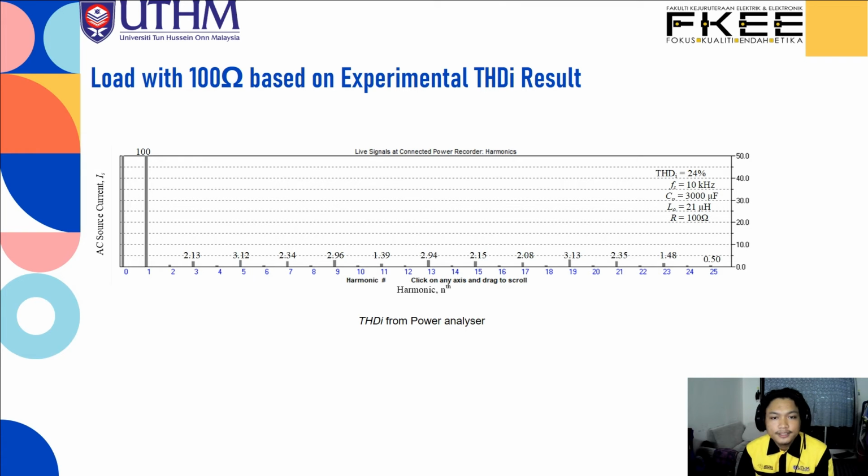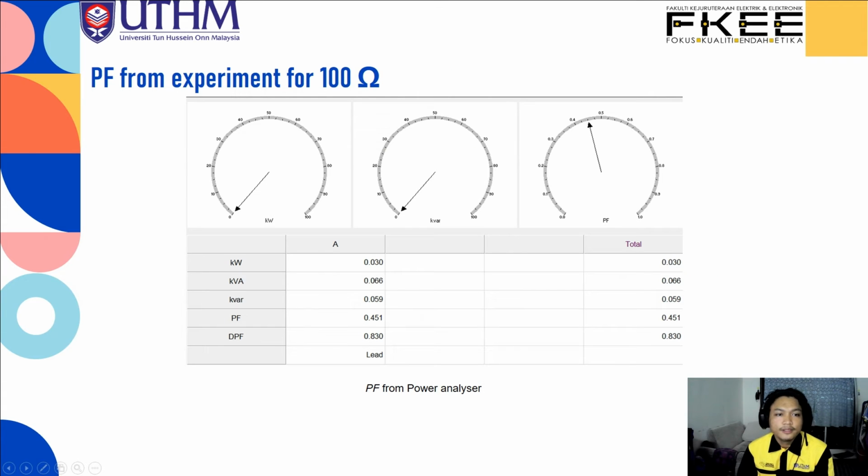This is due to the internal inductance at the output resistor load. This result we recorded using a power analyzer. Then this is the power factor from the experiment for 100 ohm. The power factor we got is 0.451.